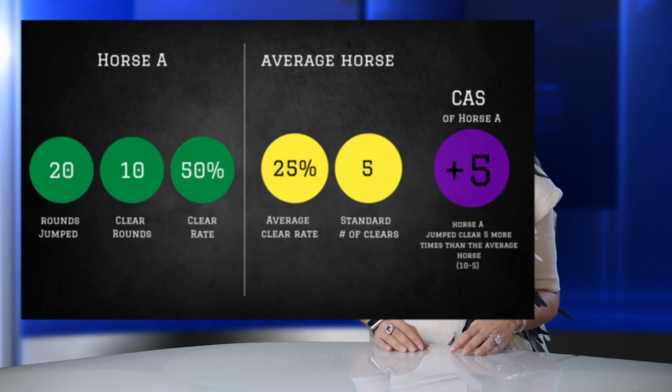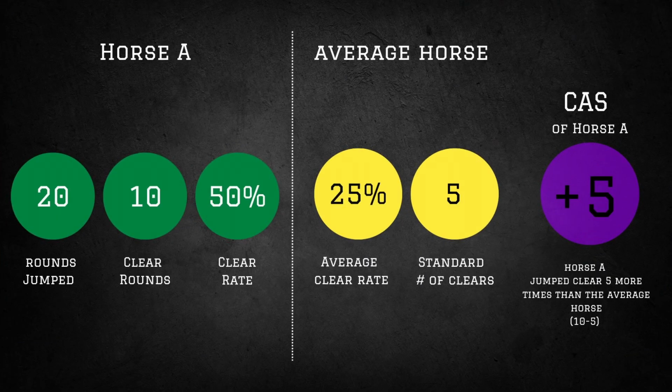For example, if a horse jumps clear in 10 of 20 rounds, that's a 50% clear rate, half the time. However, perhaps these were courses which saw the average clear rate as being only 25%. The standard you might expect over 20 rounds would be 5 clears, so 25% of 20. Our horse, in this case, however, is performing double the average, which equals a CAS of +5. Let's not get too lost in the math. The key is that we all know that not all clear rounds are equal, and not all 1.60 tracks are equal. So this metric is like an adjusted clear rate to take that nuance into account.